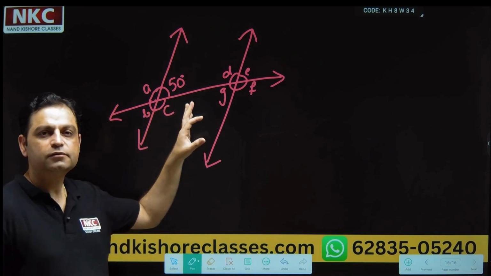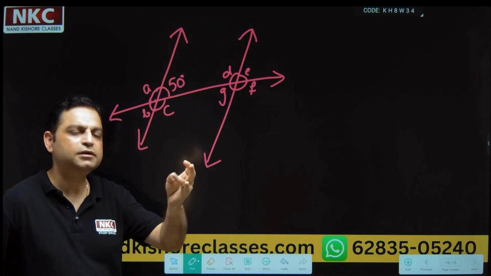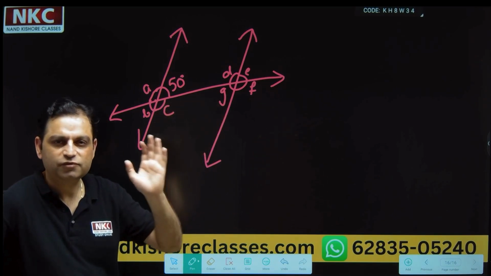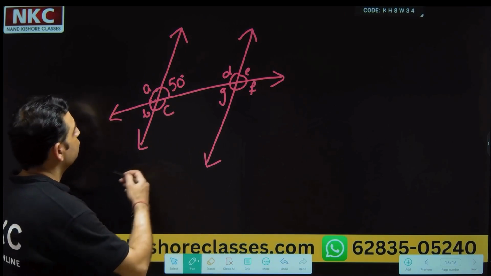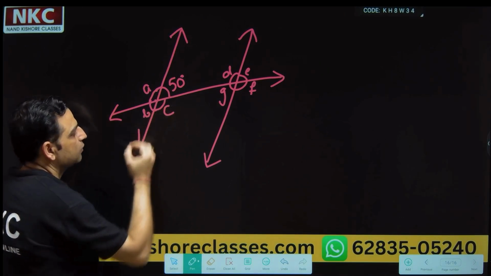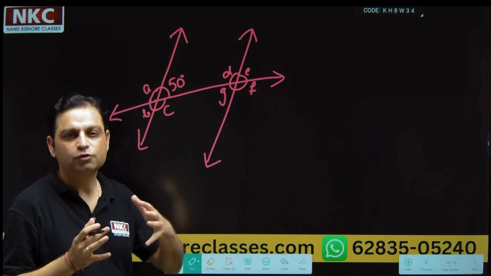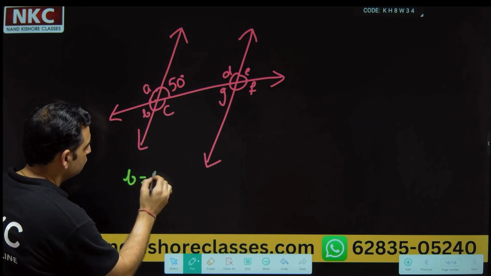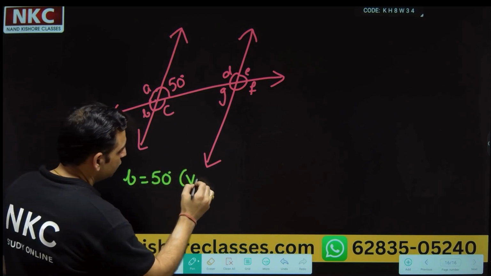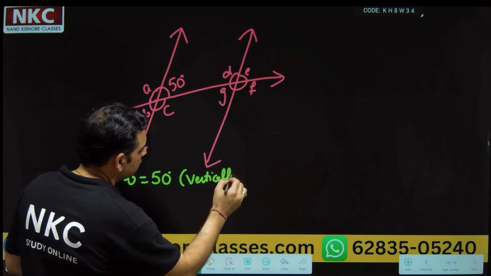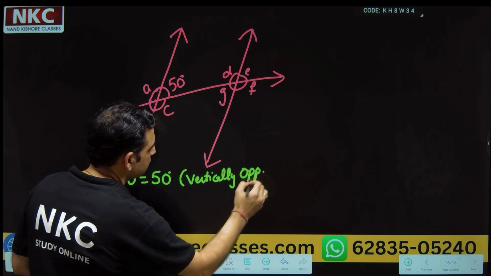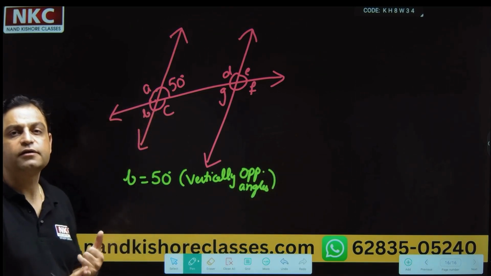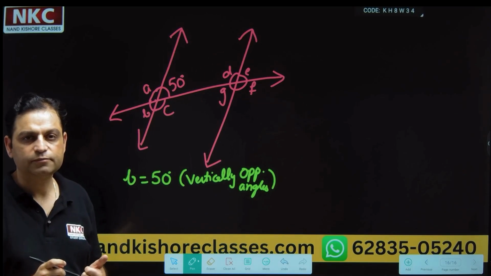We need to find all the angles A, B, C, D, E, F and G. Step by step we are going to do. First of all, this B and 50 degree, they are vertically opposite angles. So I can write B is equal to 50 degree, vertically opposite angles. Do remember to write the reasons, because writing reasons is very important.